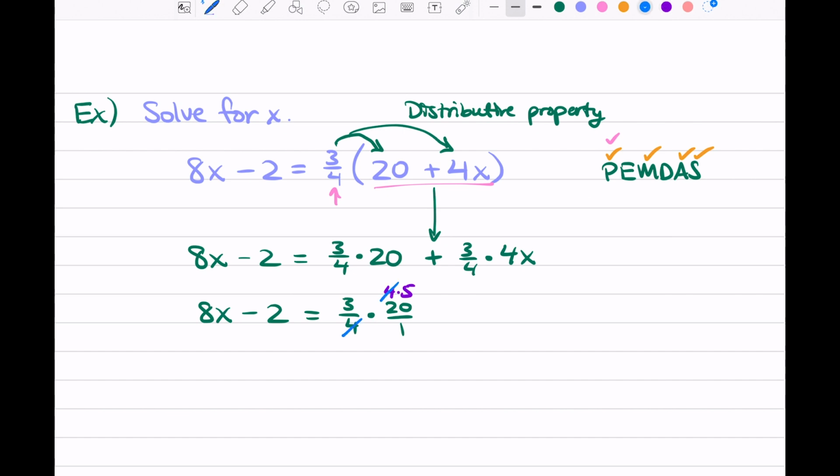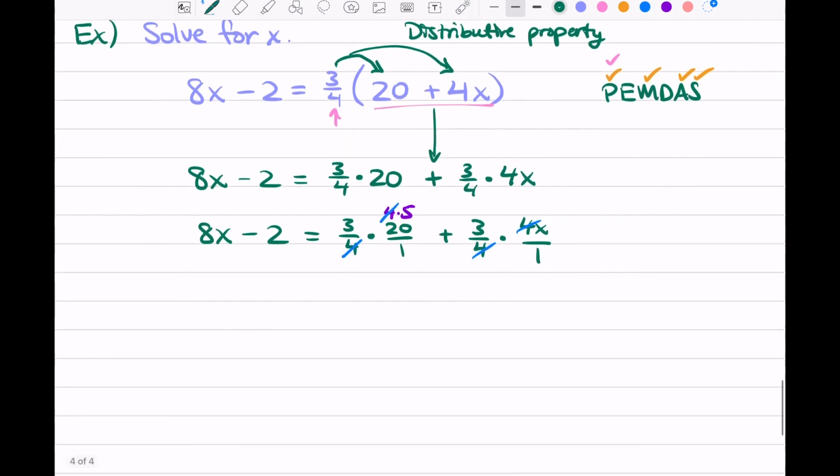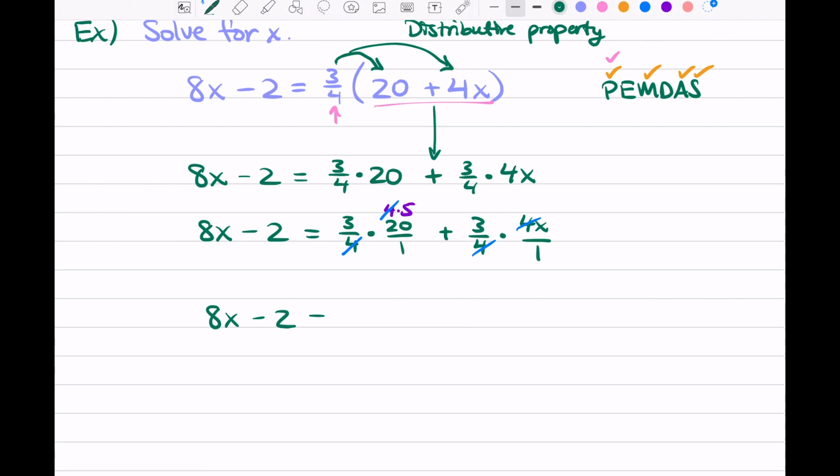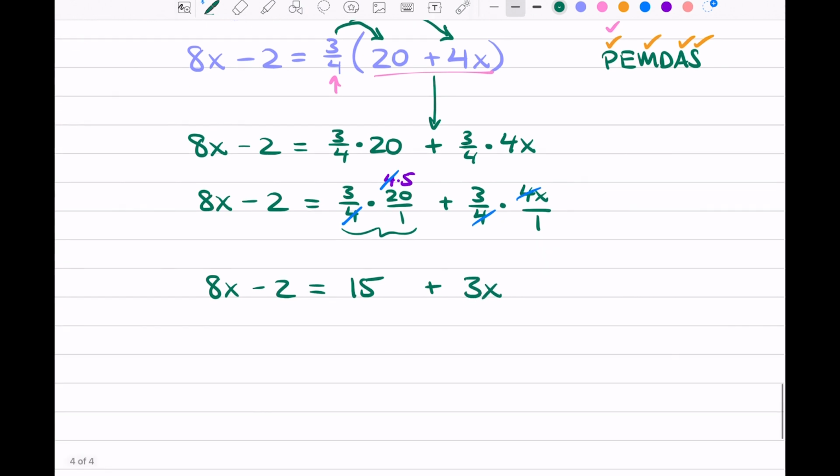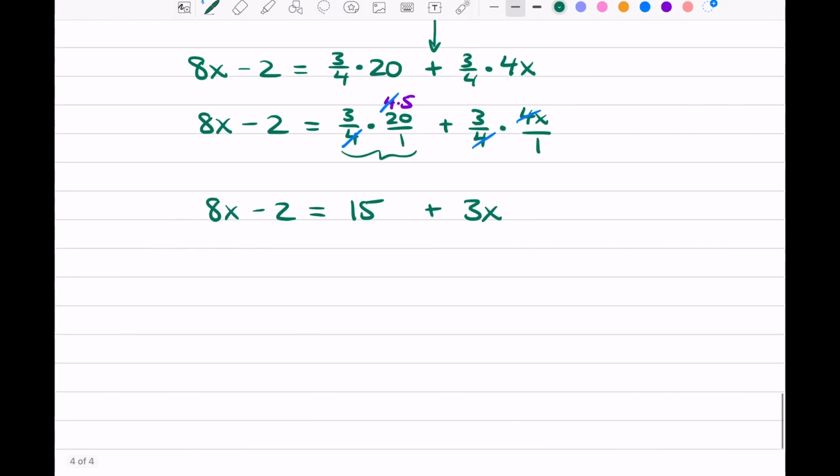Let me write this first. Write this as 4x over 1. As you can see, we can cancel a 4. So let's rewrite this and make this a little less messy. 8x minus 2. We're not doing anything to the left side right now. We're just trying to make things a little simpler. We cancel out those 4's here. So it's going to be 3 times 5 over 1. So that's just 15. Plus, we'll have 3 times x over 1. It's just 3x. And now we have an easier problem.